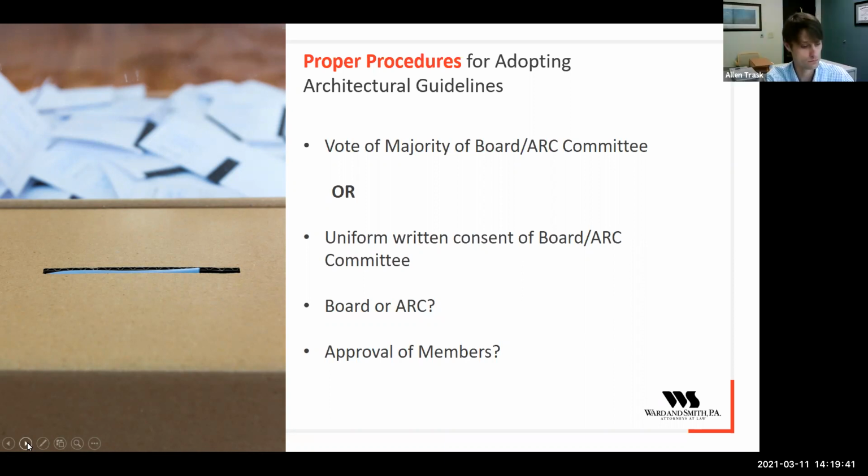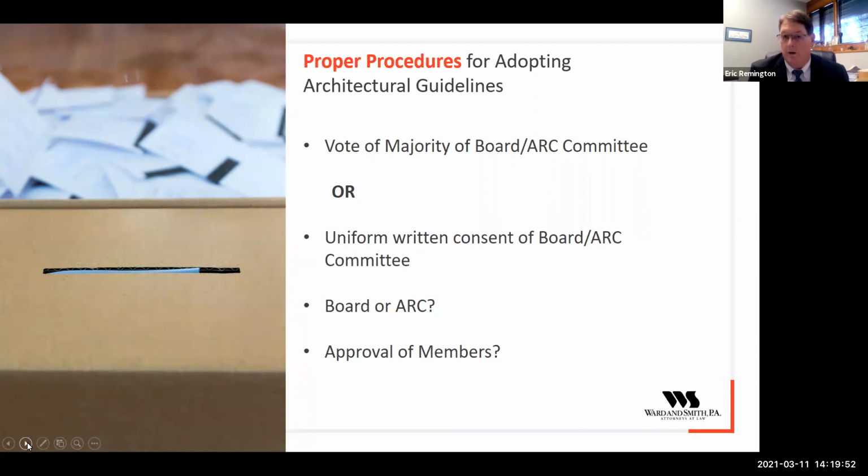But those documents, the declaration in particular, are also going to give you more specifics typically about the procedures that the architectural review committee has to follow, or the board has to follow if it's the board making the decisions. Typically what we see is that procedures for adopting architectural guidelines are generally that it takes a majority vote of the board or the committee to basically set up the rules, or you can do it by unanimous written consent of either the board or the architectural committee. And again, whether it's the board or the architectural committee, that's going to be determined in the declaration. And a lot of times the declaration may say that the board has the authority to delegate that power, or it is already delegated through the document itself to an architectural review committee.